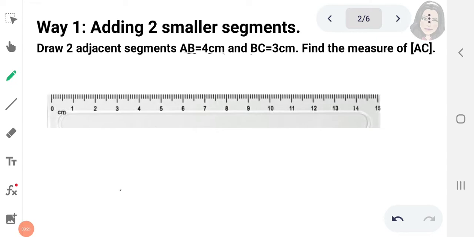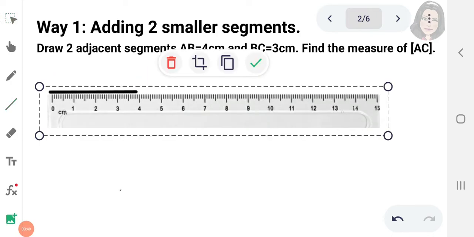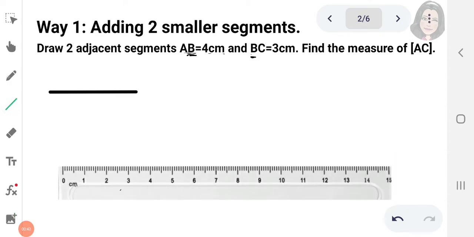2 adjacent means that they are next to each other, they are connected, they have a common point, which is the point B over here. Now let's start by drawing the segment AB that measures 4 centimeters. Take my ruler, start from 0 and measure 4 centimeters. This is 4, and after that I am going to call the endpoints of the segment that I drew, just like they told us, point A and the point B.